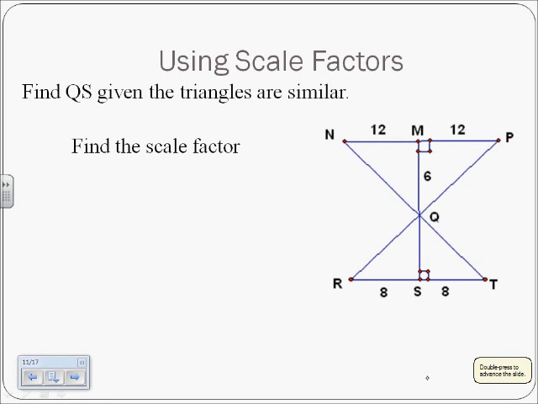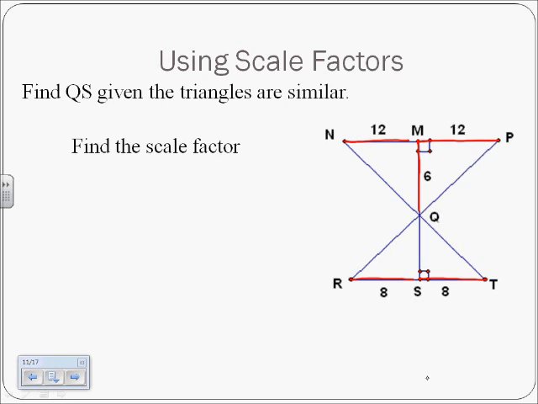Alright, next example. It says find QS given the triangles are similar. Find the scale factor. So two things we gotta look at. If we take a look at our triangle, we know that they are similar and we have ratios. We also can tell by the picture that we have perpendicular bisectors here. If RS is 8 and ST is 8 and MS is 12 and MP is 12, then we have perpendicular bisectors cut each of those segments in half.